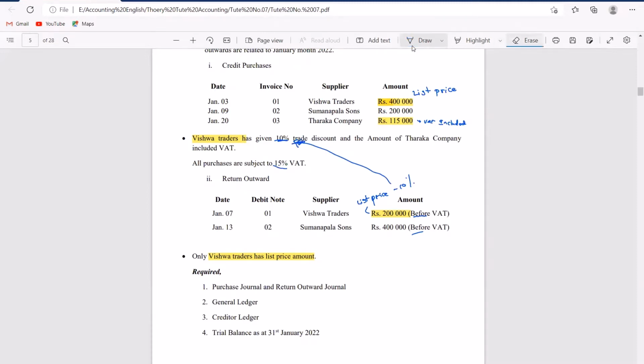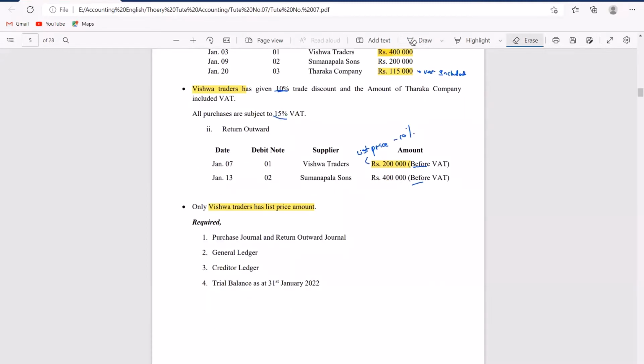So let's prepare the purchase journal, return outward journal, general ledger, creditors journal, creditors ledger, and trial balance. Right, purchase journal.